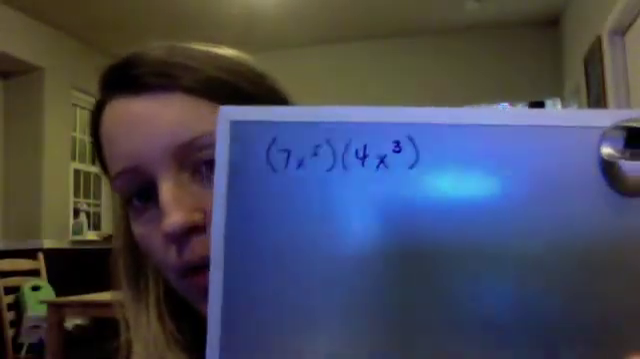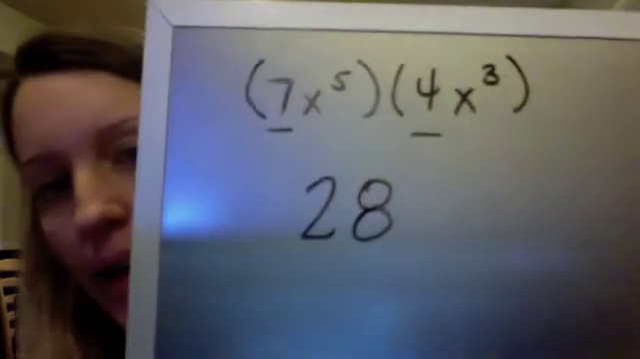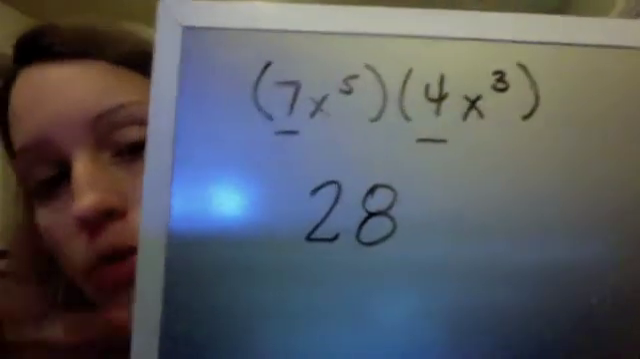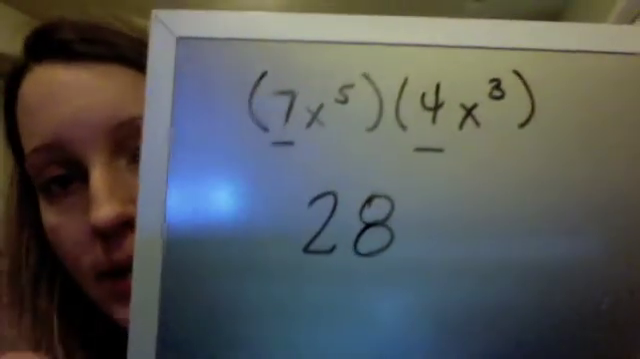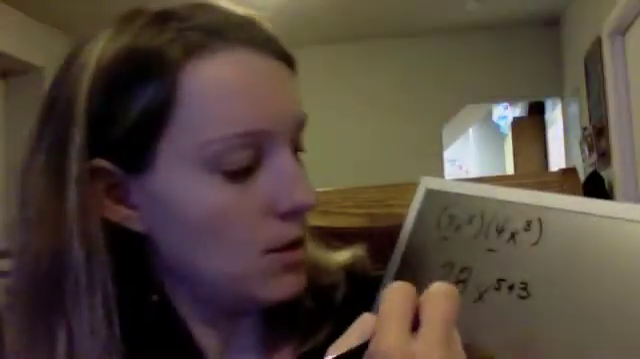Okay, so what you want to do is multiply the coefficients. That's the 7 and the 4. So 7 times 4 is 28. Now you want to notice this is not x to the 5th to the 3rd. You do not have multiple exponents. You have an x to the 5th. You have an x to the 3rd. So that's x to the 5 plus 3. So you have 28x to the 8th.